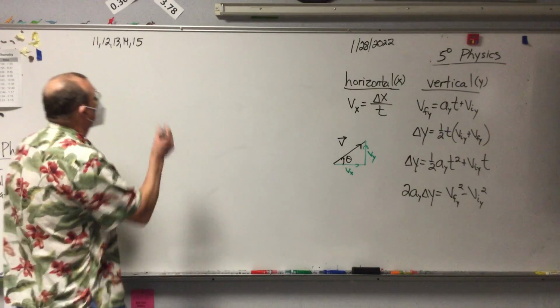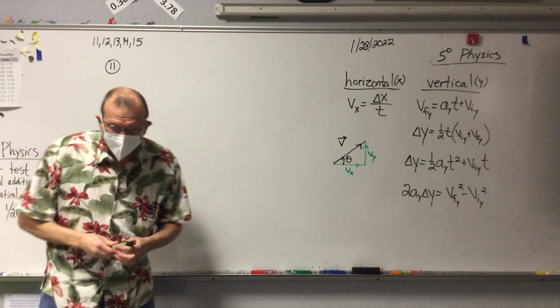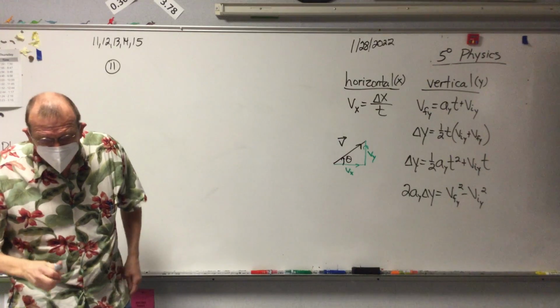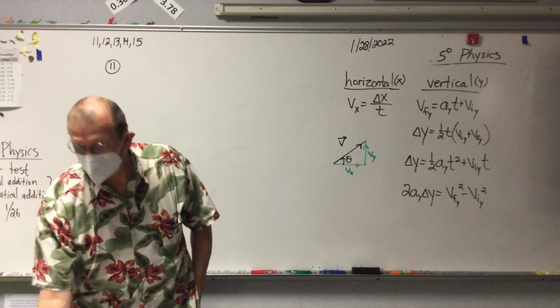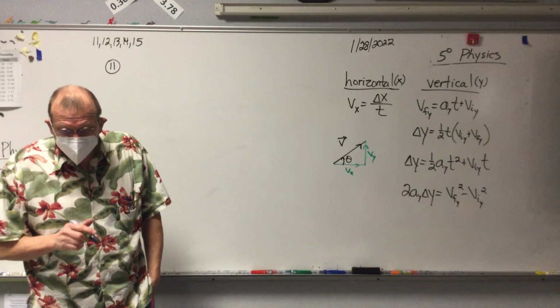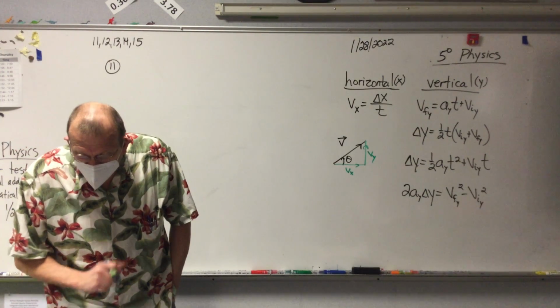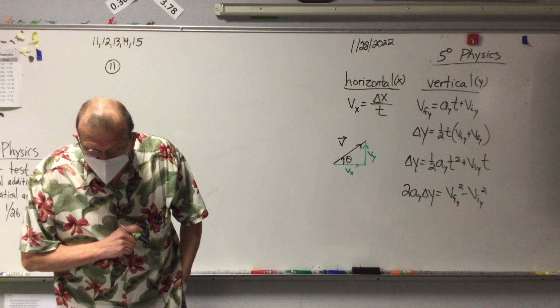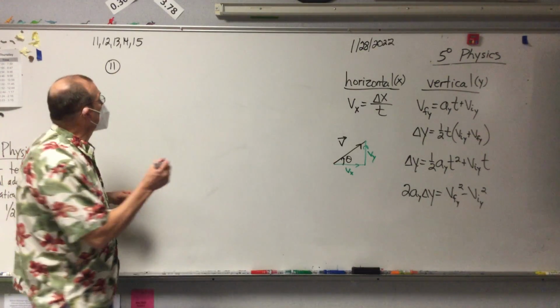All right, let's just jump in with number 11. Reading through number 11, and this one's nice because they actually put a picture in there as well, although it's on the next page. It says somebody is throwing a stone horizontally off the edge of something. Now this is exactly what we covered yesterday.